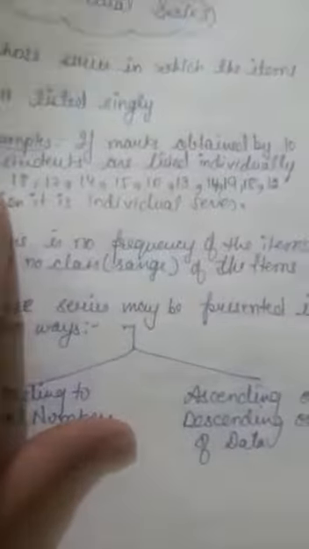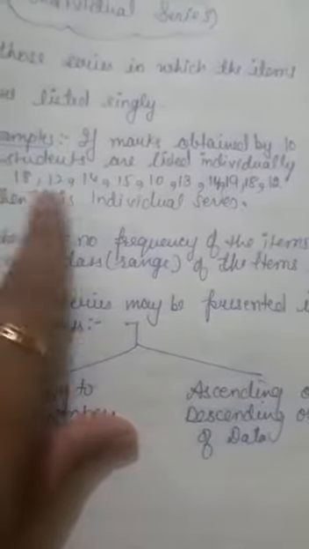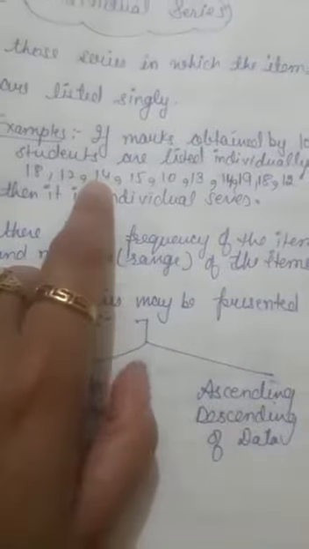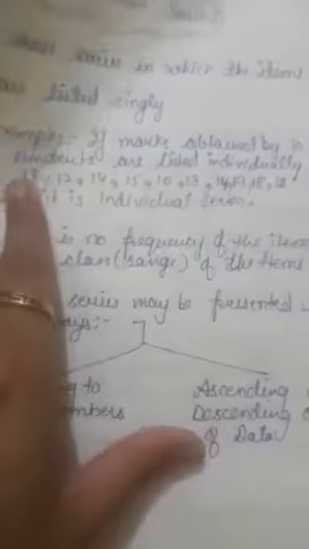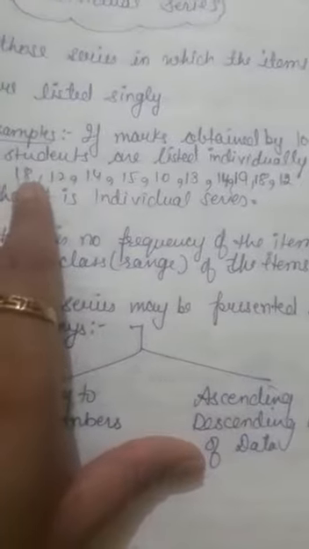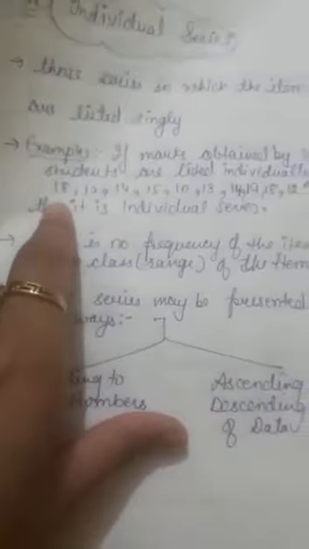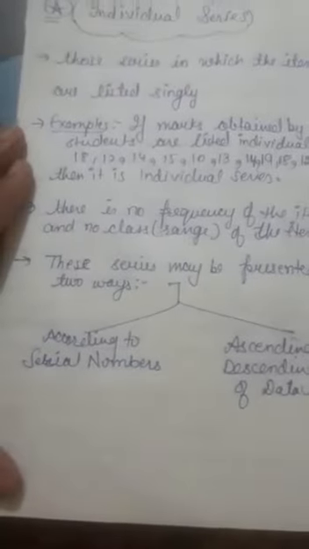You can see here that many items repeat themselves, like 12 is here 2 times, 14 is here 2 times, and 18 is here 2 times, but still, though two students got 18, we have written them individually, meaning separately, clear. So when all the items are written or recorded individually or separately, then that series is known as individual series, clear. And there is no frequency of the items.